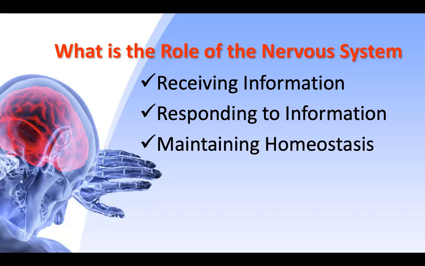The third is maintaining homeostasis. The nervous system helps maintain homeostasis by directing your body to respond properly to the information it receives. For example, when your blood glucose level drops, your nervous system signals that you are hungry, so you eat. This action maintains homeostasis by supplying your body with needed nutrients and energy.